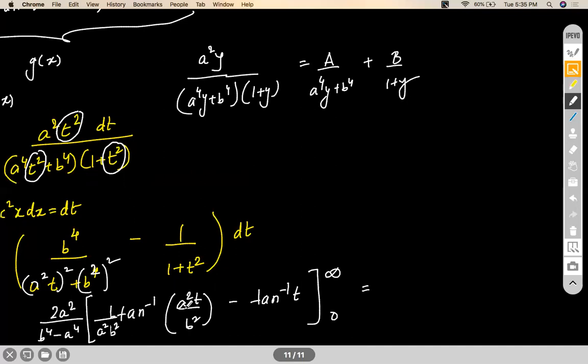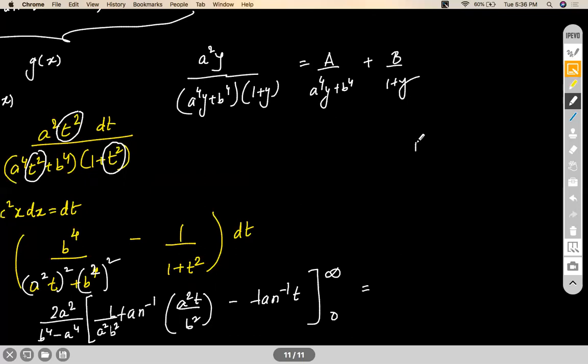But if, let's say, there was a by b and I said a and b have opposite signs, then when you put an infinity in place of t, it will be treated as a minus infinity, and then your answer will become minus pi by 2. Are you getting my point?